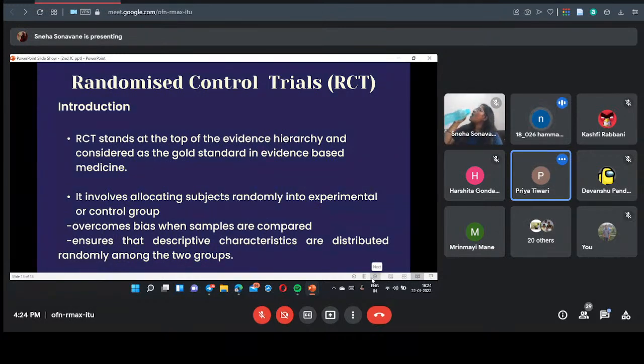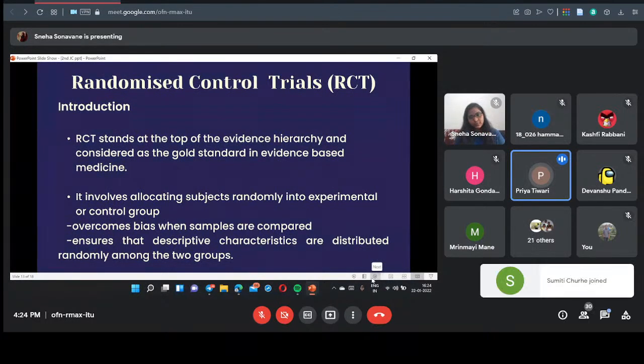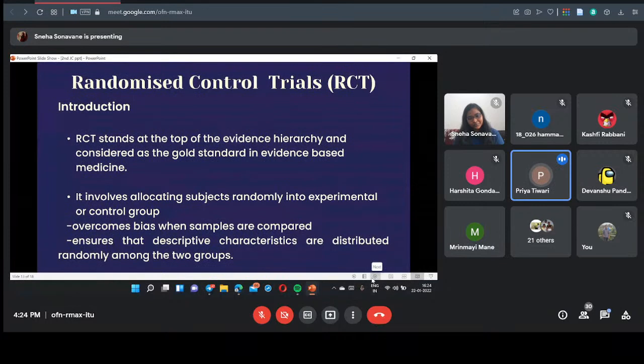It decreases the bias. Yeah, it does decrease the bias. Thanks so much. So to overcome biases when the samples are compared, we adopt the method of randomization while allocating the subjects into groups, and this also ensures the descriptive characteristics are distributed randomly among the two groups. Next slide.